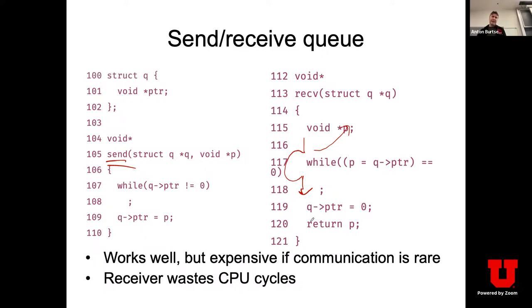So maybe put some kind of a yield primitive here, which goes into the operating system and says, okay, I'm done running. I don't need my time slice. Let's run something else, right?